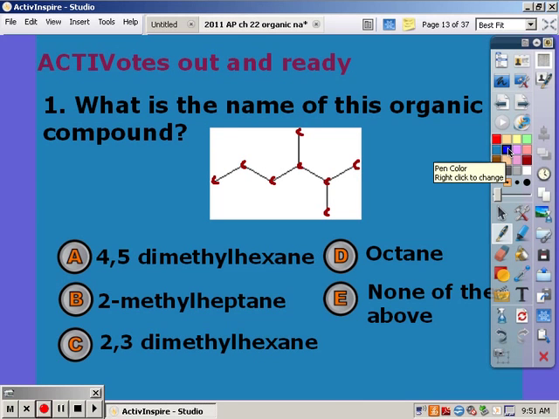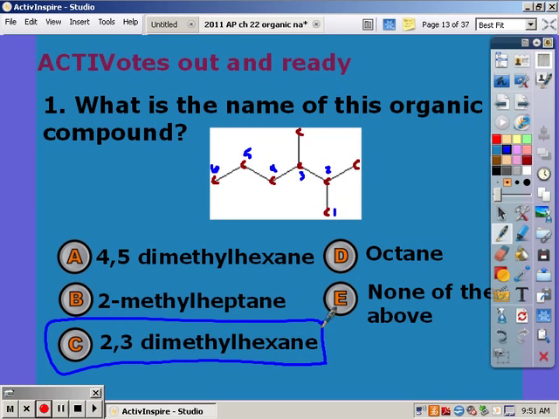The longest chain is 6, but you have to start numbering from the right, or your substituents aren't going to be numbered the lowest numbers possible. So it should be 2,3-dimethylhexane.